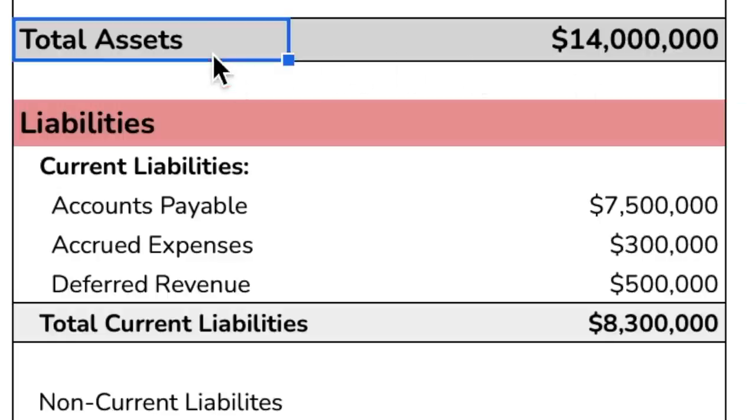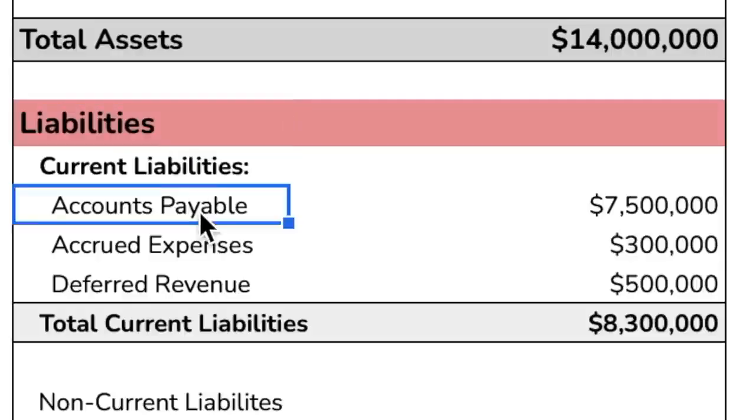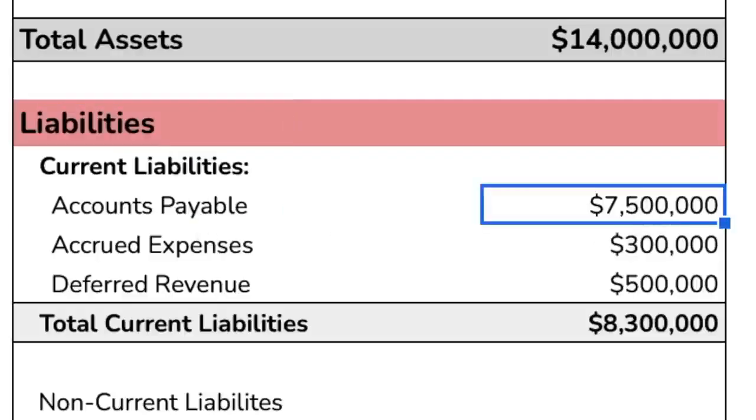All right, so now that we've covered assets, let's look at liabilities. The first item in current liabilities is going to be accounts payable. And when a CFO looks at this number here, the balance of $7.5 million, they think of two things in terms of risk when it comes to accounts payable.